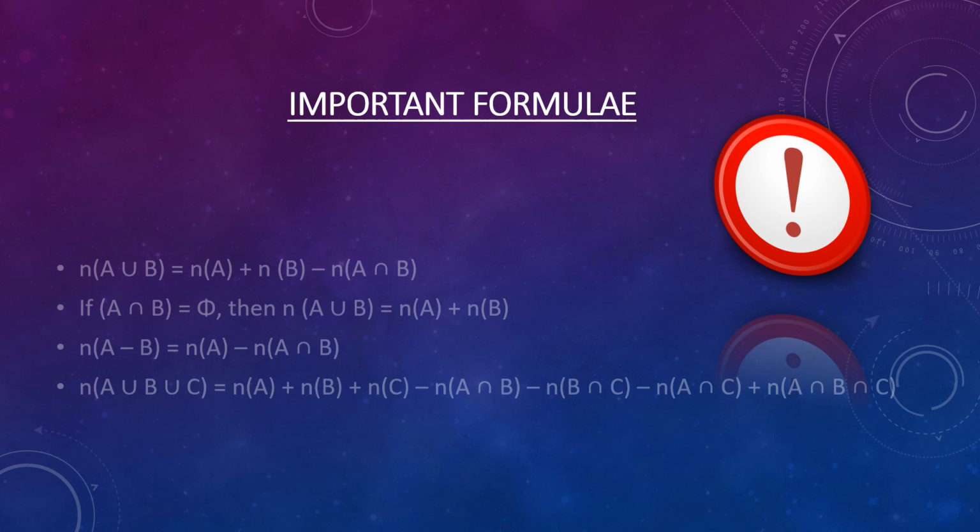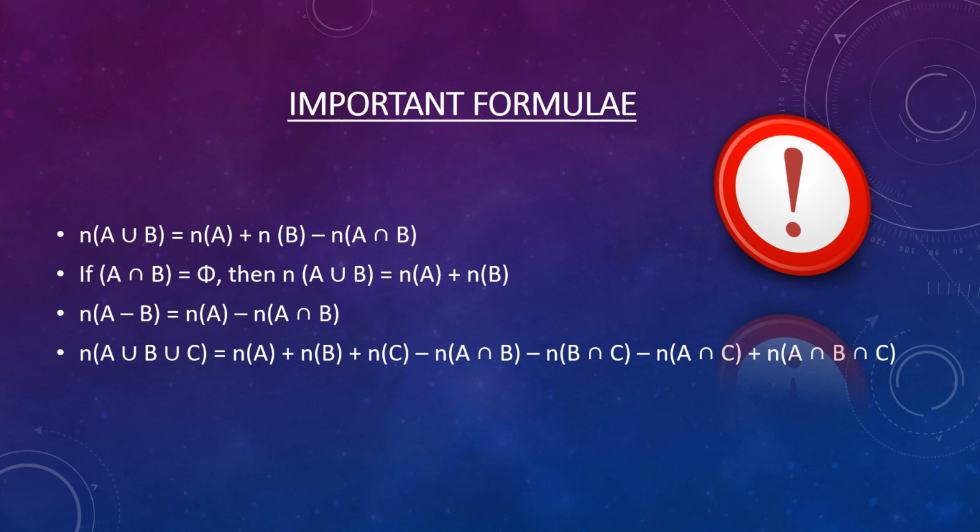Important formulae: n of A union B, that is, the cardinality of A union B, or the number of elements in A union B, is equal to the number of elements in A plus the number of elements in B minus the number of elements in A intersection B. If there is nothing common in A and B, that is, A intersection B is equal to phi, that is, they are disjoint sets, then n of A union B is equal to n of A plus n of B. These four properties are very important and are used in numerical problems.